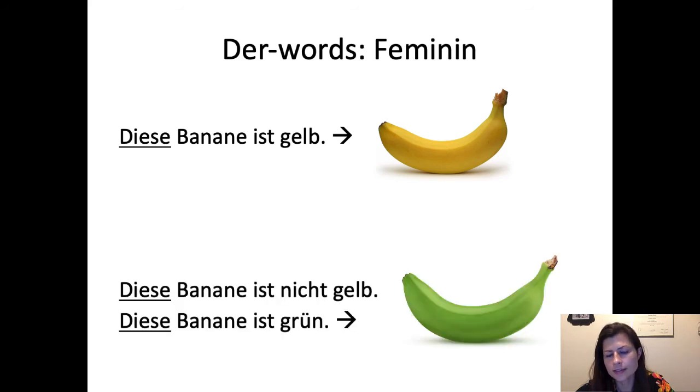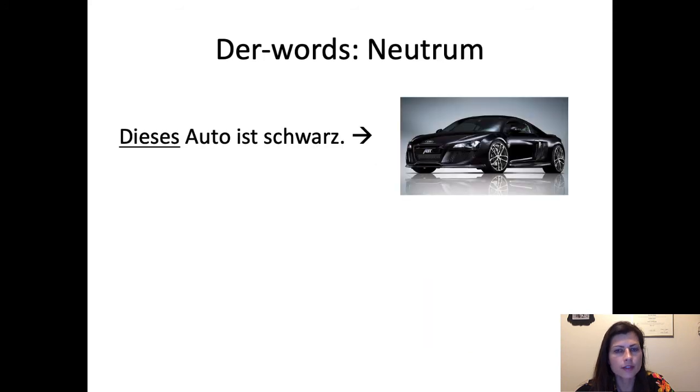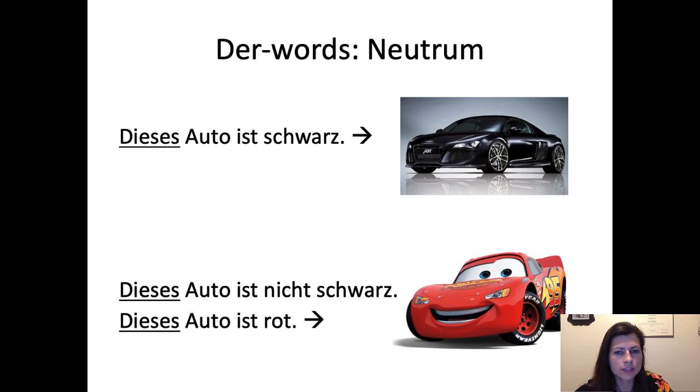Diese Banane ist gelb. Diese Banane ist nicht gelb. Diese Banane ist grün. Dieses Auto ist schwarz. See that S on the end? Dieses Auto comes from das Auto. Dieses Auto ist nicht schwarz. Dieses Auto ist rot, meaning this car.